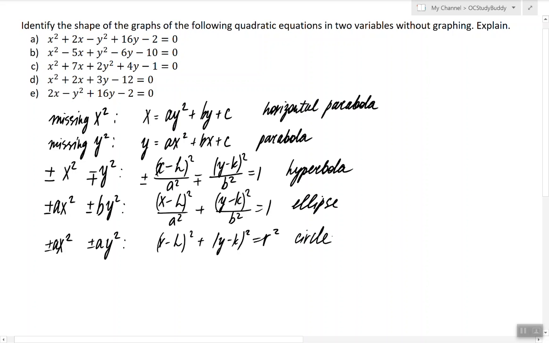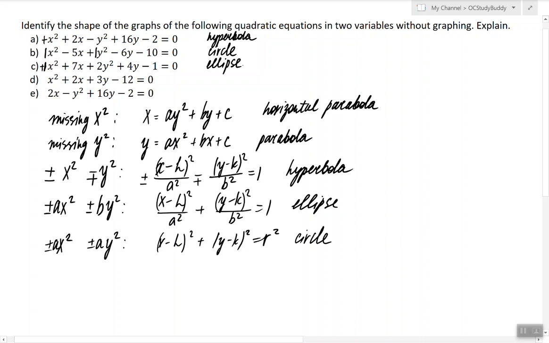So with that in mind, let's take a look at the problem. We see that in part A, the coefficients of x squared and y squared have opposite signs. That means it's a hyperbola. In part B, both coefficients of x squared and y squared are exactly the same, so that's a circle. In part C, both coefficients are positive, but they are different, so that is an ellipse.